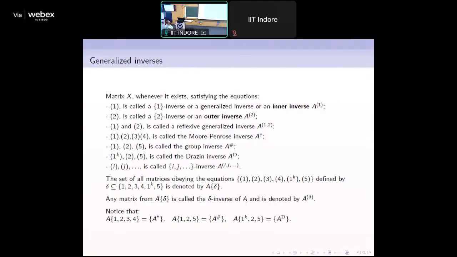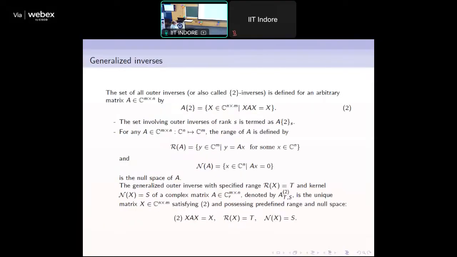Drazin inverse, and so on. We can consider different combinations of G inverses. The class of outer inverses is the class of matrices which satisfy only equation 2. The set of outer inverses with prescribed rank s is denoted in this way. The s in the index means that it defines the rank of the involved outer inverses.